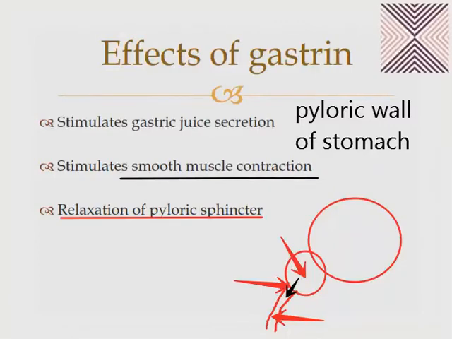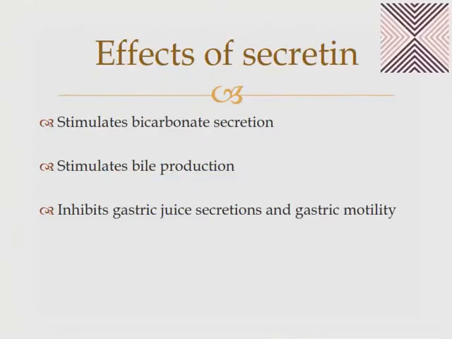Okay, after the gastrin, we have the next hormone, which is secretin. Now secretin is a very, very important hormone for the pancreas. The pancreas is the major digestive organ which produces the pancreatic juice. It contains the digestive enzymes that are very much active in the intestinal part of the digestive system.